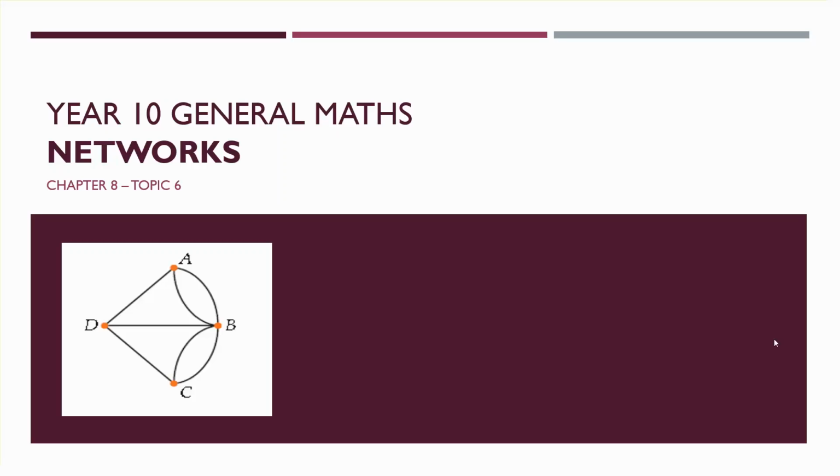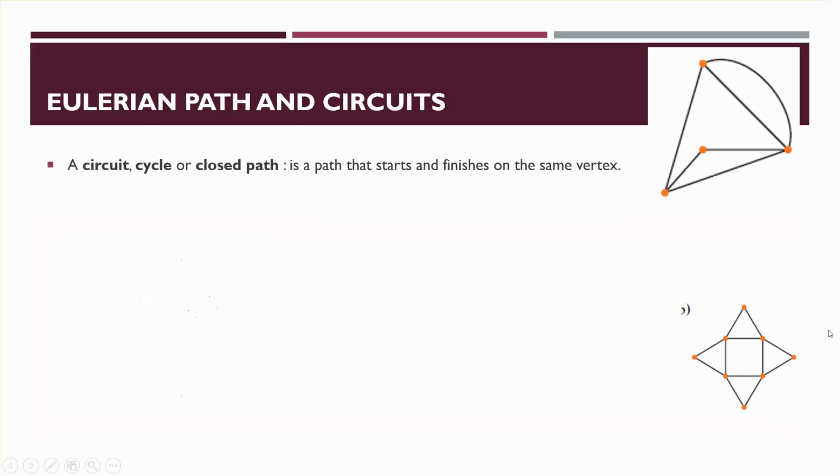Today we're going to talk about paths and circuits and the different types that you will actually see in this unit. So first of all, a circuit, or you might even see it called a cycle or a closed path, is a path that starts and finishes on the same vertex. Now there's certain rules around these, but as a quick example, as long as it starts and finishes on the same vertex, what I've just drawn, we call that a circuit or a closed path. That's what you need to know. It starts and finishes on the same vertex.